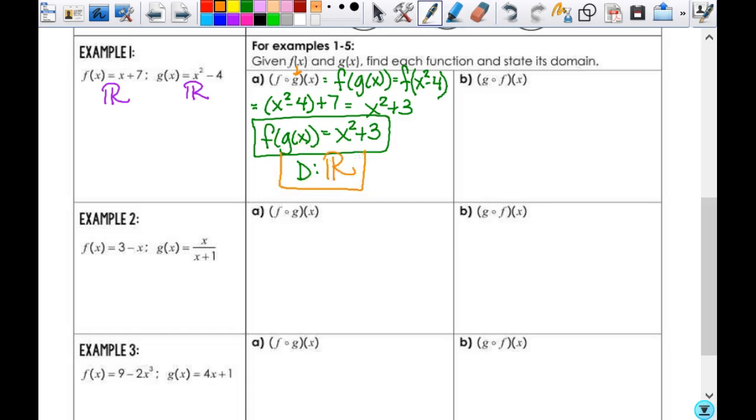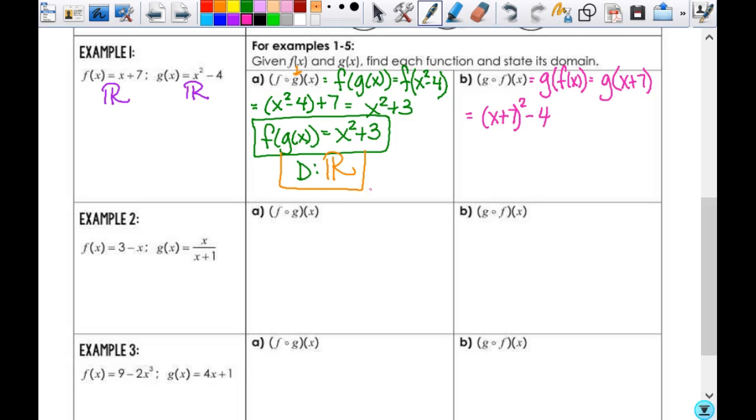Okay. So now we're going to find g of f of x. So g of f of x. So now my input is f of x, which is x plus 7. Right? So when I substitute that in, I'm going to get (x plus 7) squared minus 4. Everybody good so far?